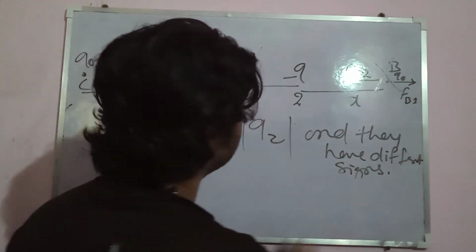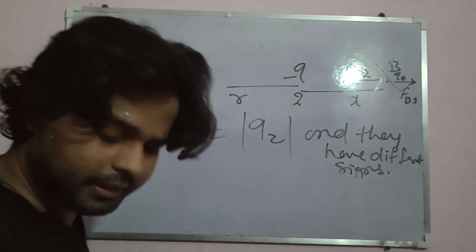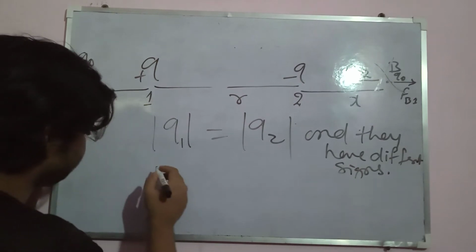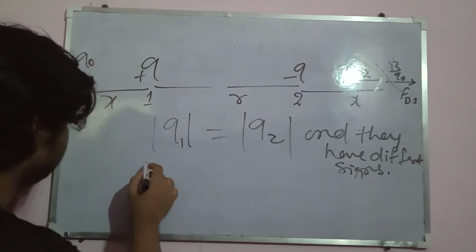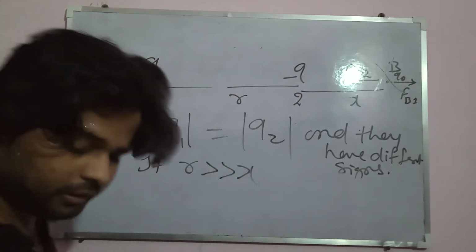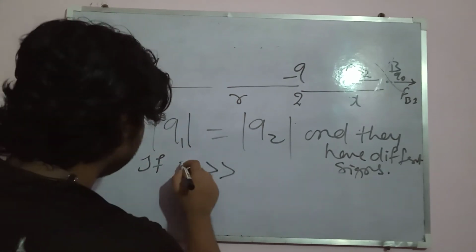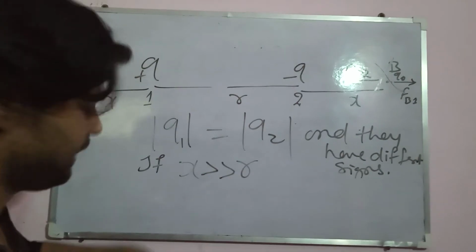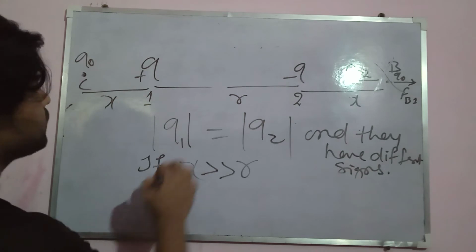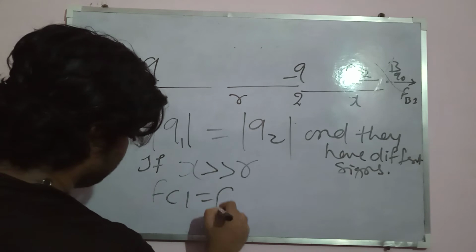How do we get an equilibrium point at infinity? Check it. Suppose I take a point at infinity. See, if r is very, very greater than x, no, sorry, I have written wrong. x is very, very greater than r. In that case, the force on either B or C, so Fc1 is equal to Fc2.